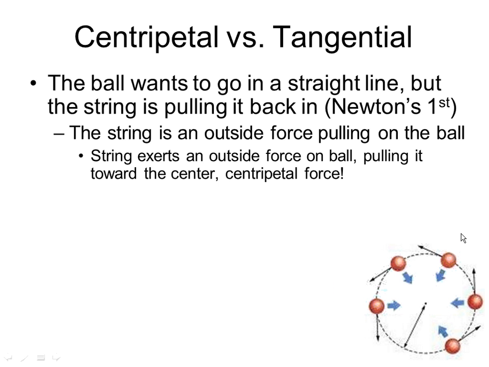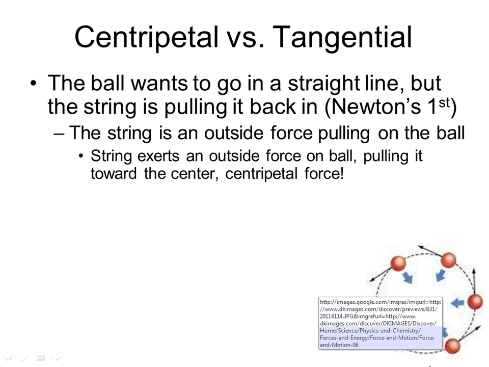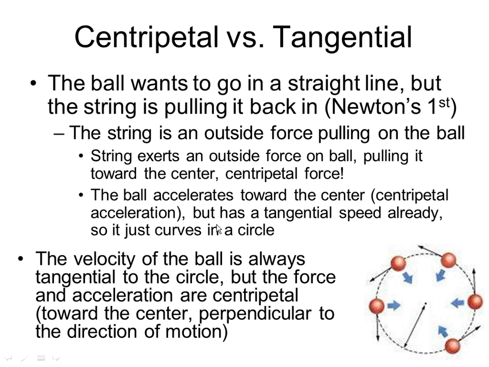All right, way up here. If the ball is right here, the direction of motion would be like this way. The force and the acceleration would be pulling it inwards. Okay, that's the reason for the curving motion.